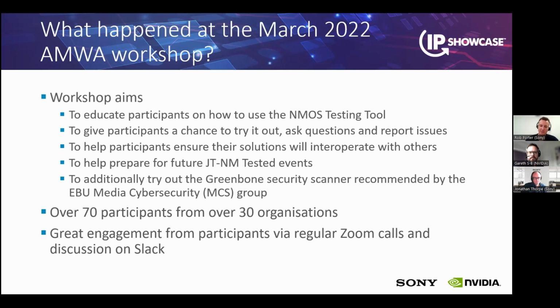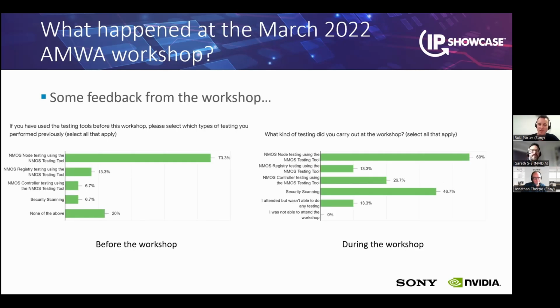In between those calls, participants could ask questions on Slack, which the organizing team responded to as quickly as they could. So we've collected some feedback from those participants on what kind of testing they got involved in during the workshop and how they intend to use the testing resources in future. So these results show which tools participants were already familiar with before the workshop and what they actually used during the workshop. You can see that node testing was particularly popular, but it was good to see plenty of participants trying out the new controller testing functionality, as well as the EBU's Greenbone security scanning tool.